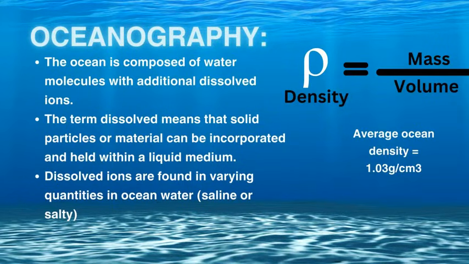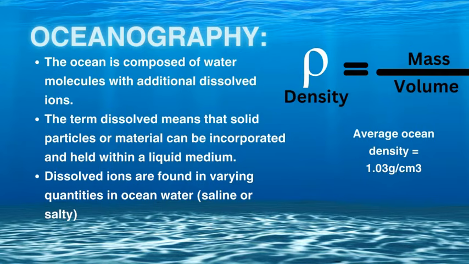So to look at ocean density, first we have to recap what density is. Density is mass over volume, so how much stuff or material is in a given area. The more material you put in that given area, and if that area is consistent, the more material is squeezed in, which will increase density.